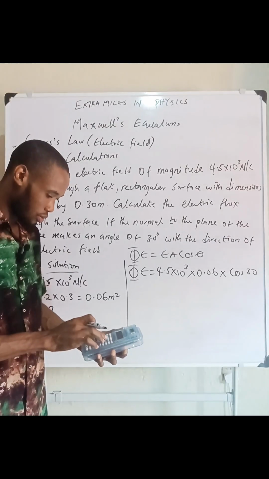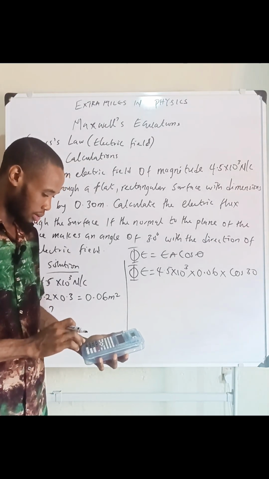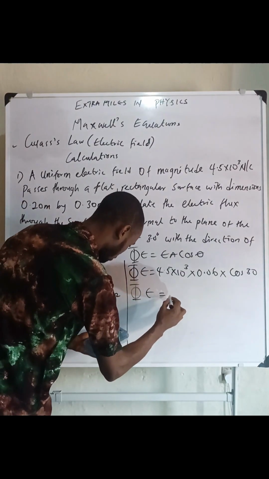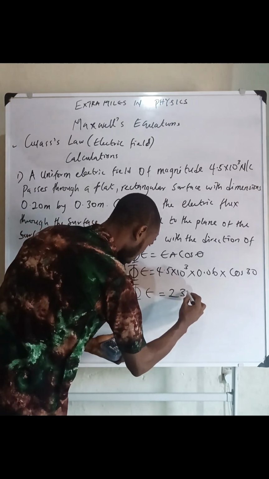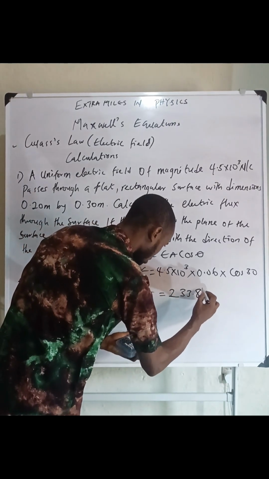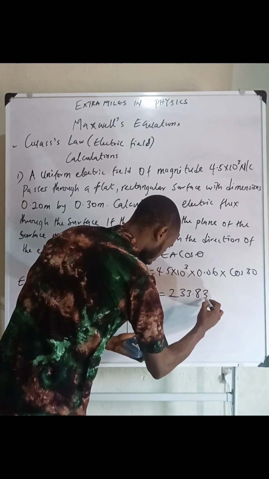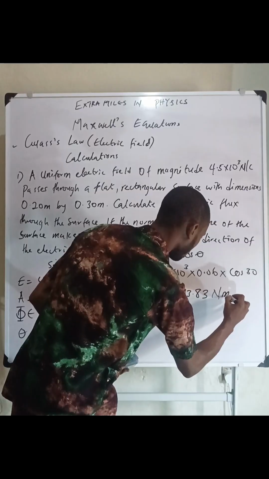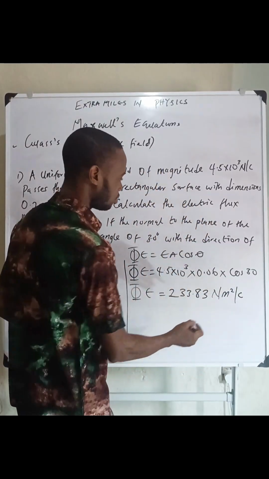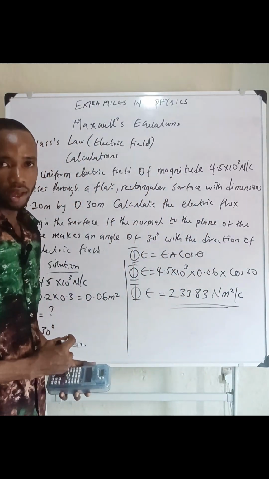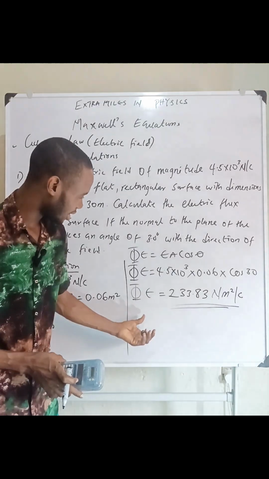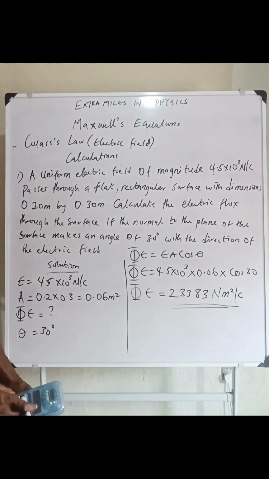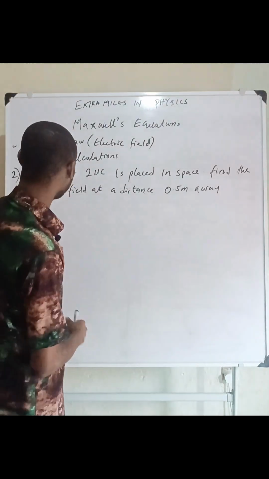So when we check, we have cos 30 times and we're having what? Our electric flux equals 233.83 Newton meter square per Coulomb. So this becomes our final answer. I believe it wasn't a hard one, so you can go through it and confirm the answer. So let's take one more. So question number 2 goes like this.